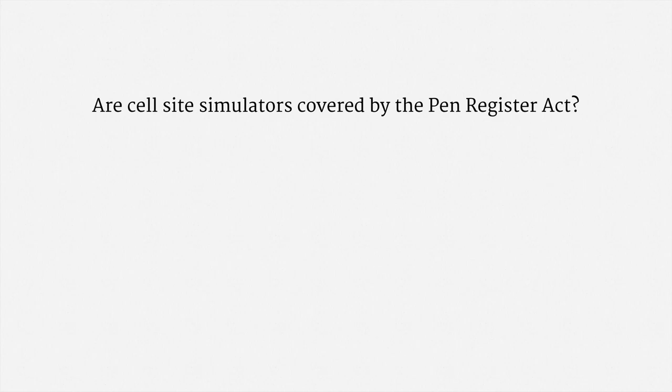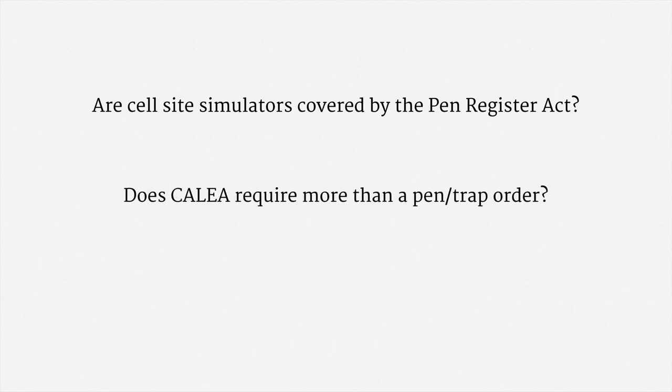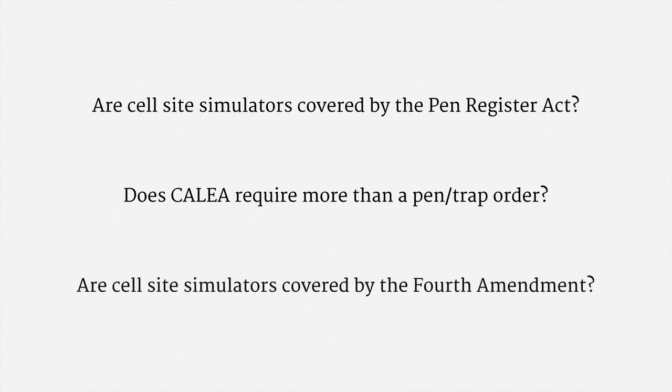There are three major legal questions surrounding cell site simulators. I'll start by flagging them, then go into a little further detail. The first question is, are cell site simulators covered by the Pen Register Act? That is, could a cell site simulator be used with just a pen trap order? The second question is, does CALEA require more than a pen trap order? As I hope you recall, a provision of CALEA prevents police from using just a pen trap order to prospectively obtain cell phone location from a carrier. The third big question is, are cell site simulators covered by the Fourth Amendment? More precisely, if the police use one of these devices, is that a search that presumptively requires a warrant? Okay, so those are the three high-level questions. Now let me say a little more about each.